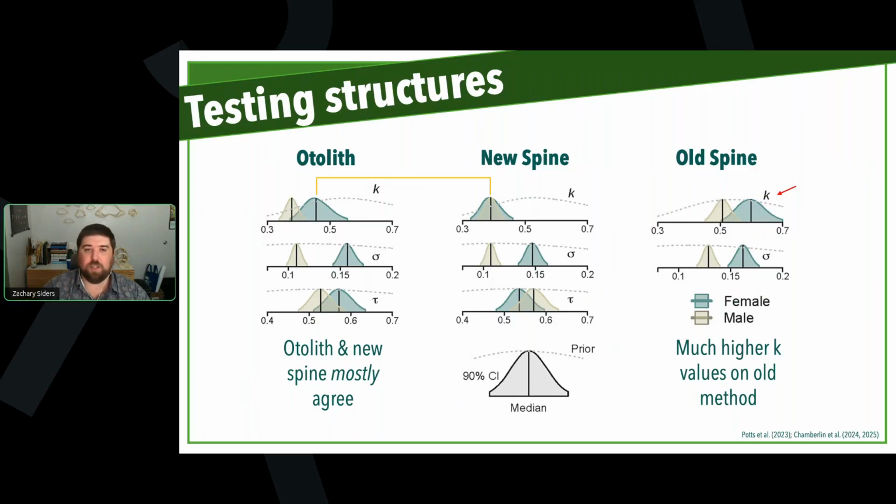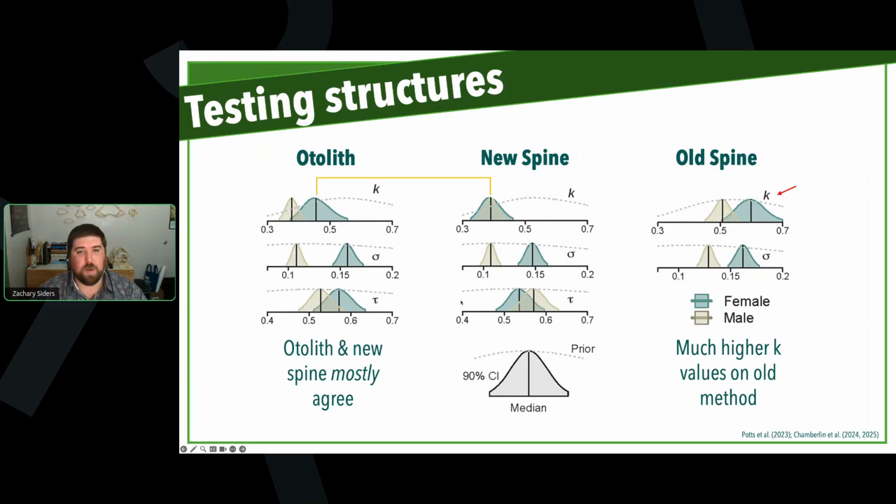Really quickly, you can immediately see, looking at those posteriors, that our old spine is estimating a much higher K value. And we know that's the case because we've OTC marked them and shown that they're underaging as a result. So we would make really different conclusions about those length at age schedules, when fish are reaching those lengths, and the resilience of those stocks given this old method.